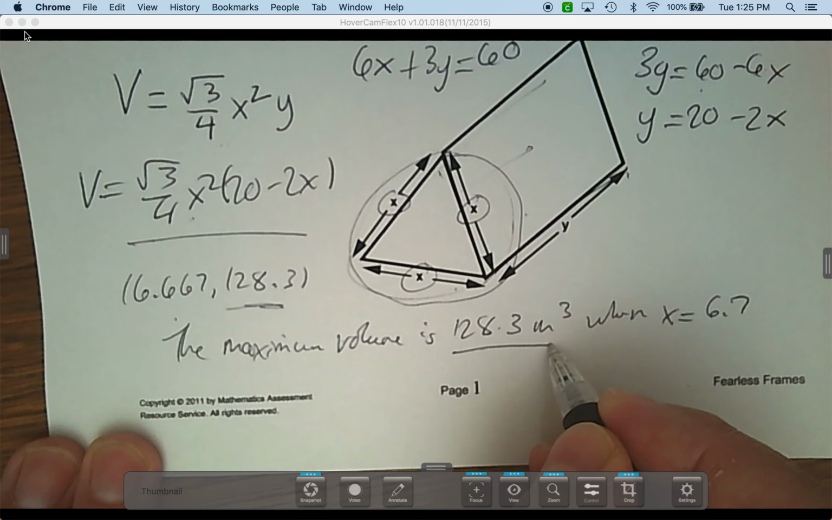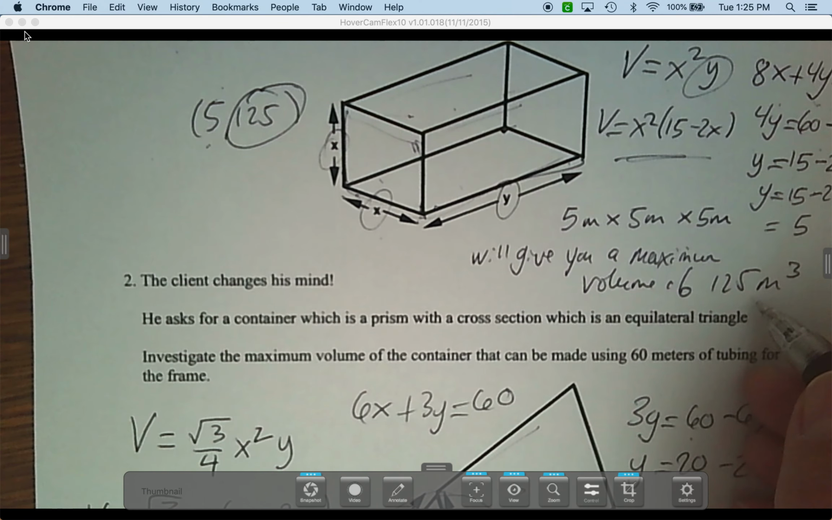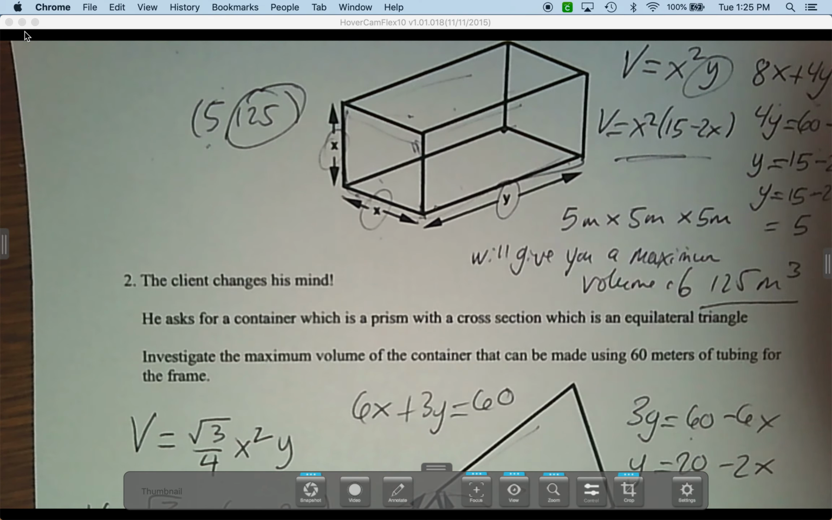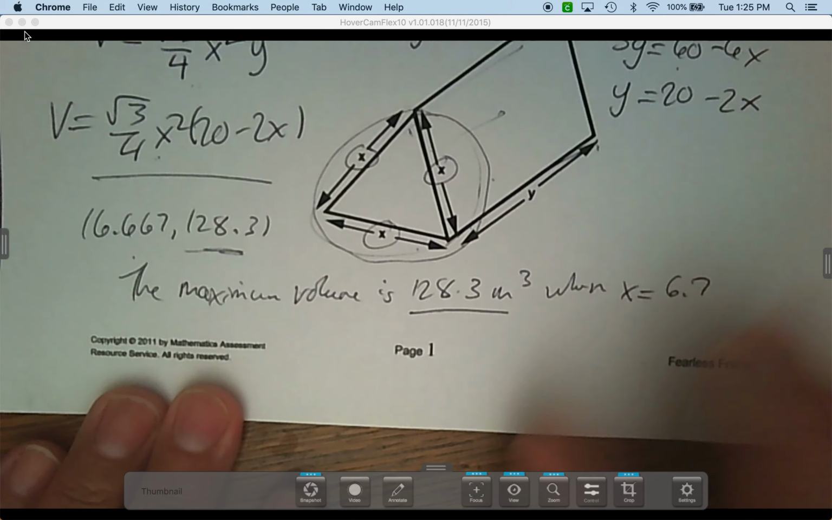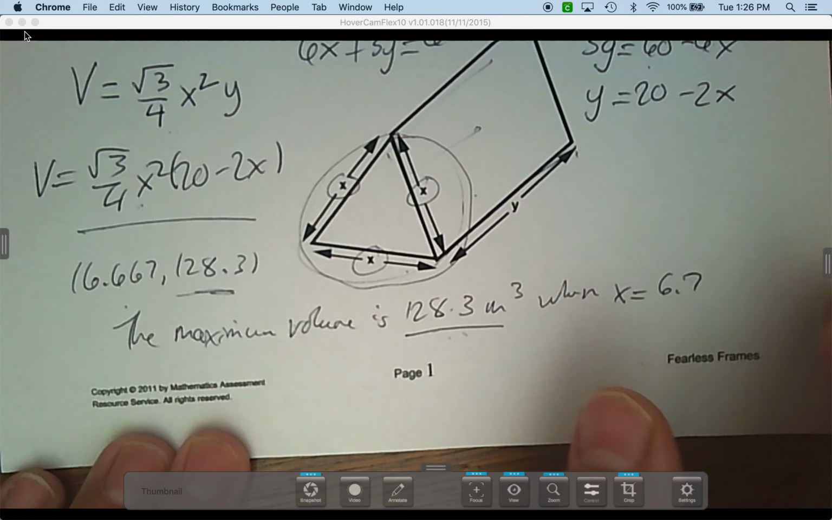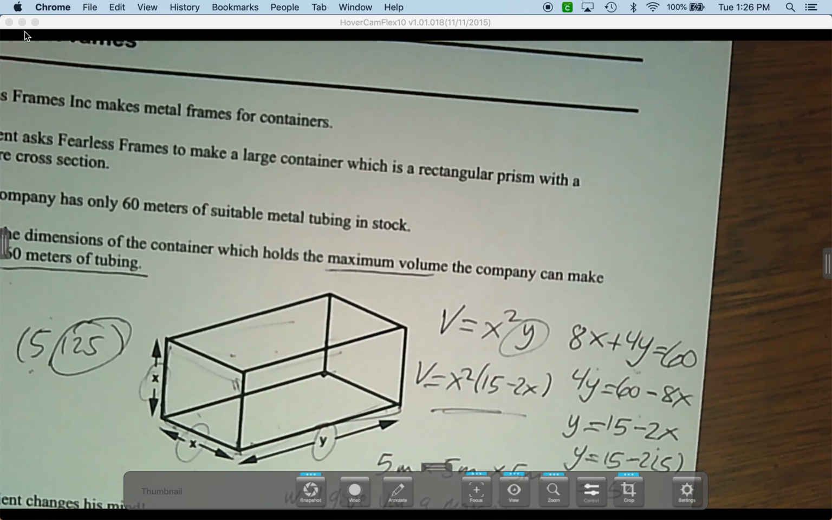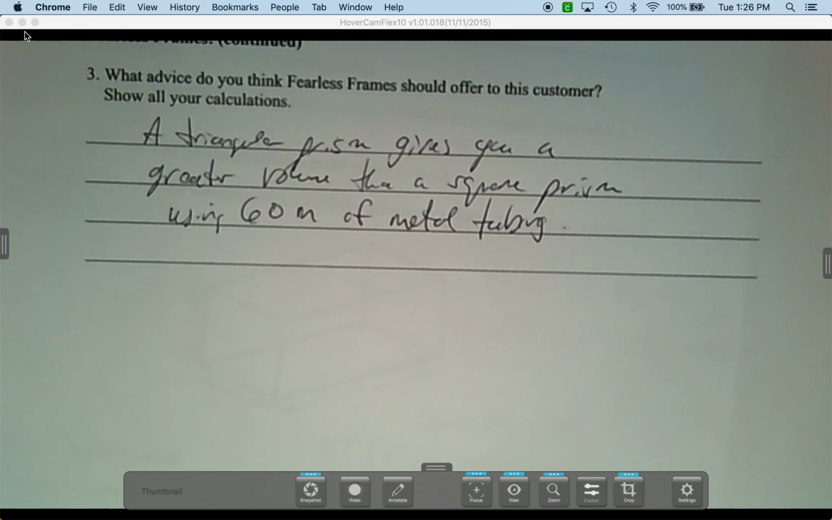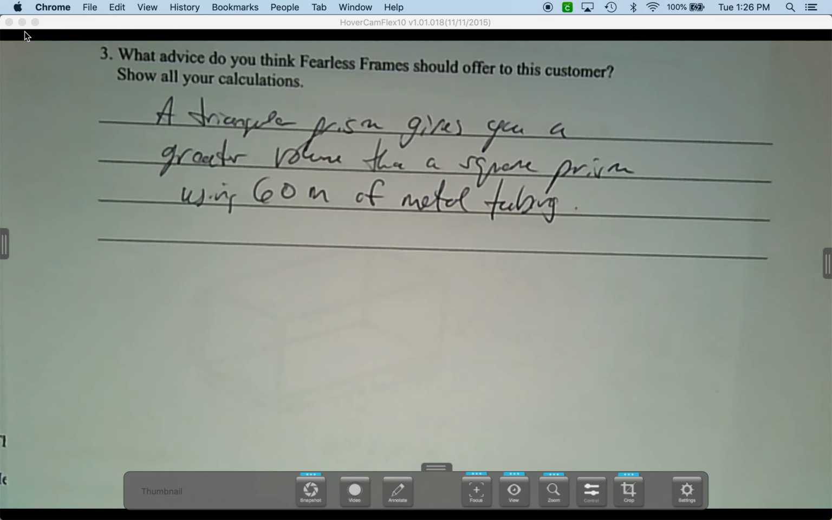What do you notice about these two values, 128.3 and 125? Which one gave you the greater volume, the cube or square prism or the triangular prism? And you can see that the triangular prism gave you just a little bit more. So if you went back to the other video and pressed play, you'd recognize this sentence that says, what advice would you give? And you'd say, the triangular prism gives you a greater volume than a square prism using 60 meters of metal tubing. That's advice. So use a triangular prism.